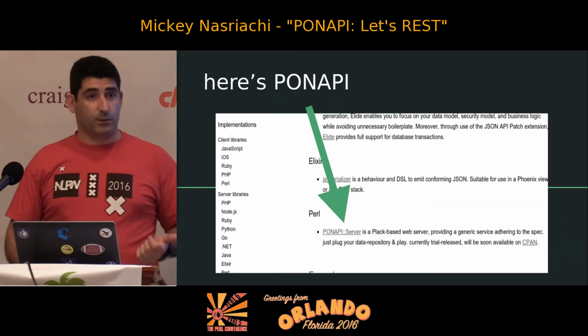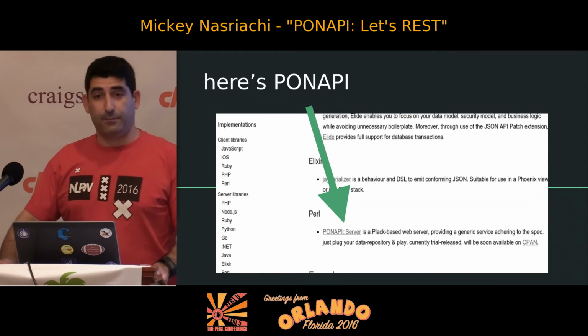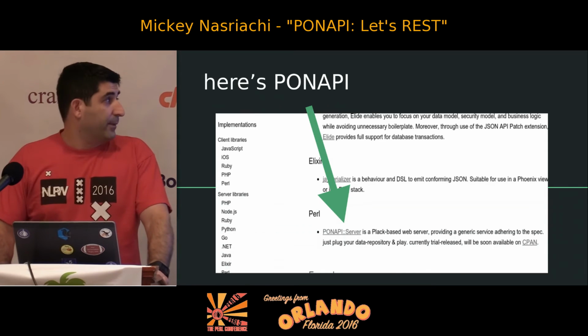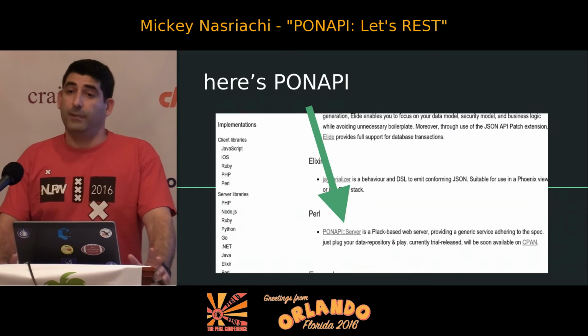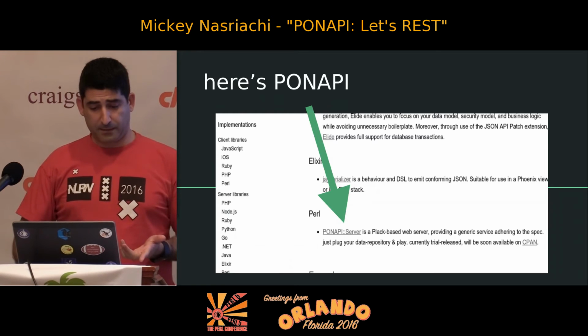And now it's also officially on the list on the JSON API website as the Perl implementation. Currently, it's the only one. Maybe there will be more, but PONAPI will always be the first and the best.